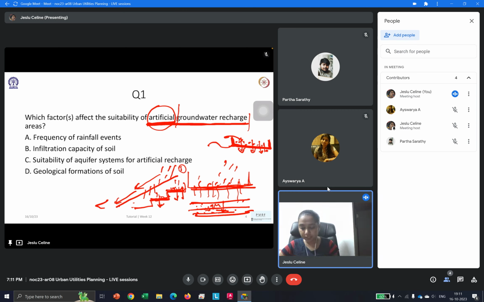So mainly now, this is the factor which happens, and the question asks what are the different factors which contribute towards this, or which affect the suitability, or which influence it. It's all the same, like what are the different factors which influence artificial groundwater recharge. So first one is frequency of rainfall. So in this particular case, if there is more rainfall, will the percolation be more or less, or no difference?